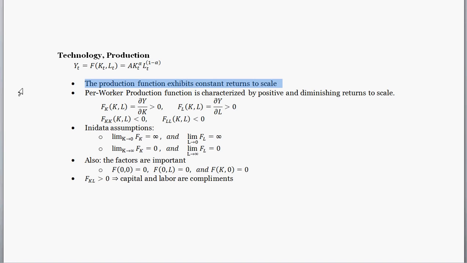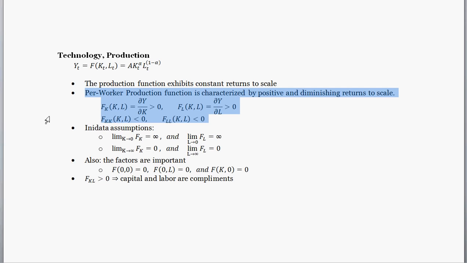Constant returns to scale implies that if we double the factors, like we double capital and labor, then we double the output. It's going to be required because when we convert our production function into per capita terms, it gets this nice result where per capita consumption is just a function of per capita capital.